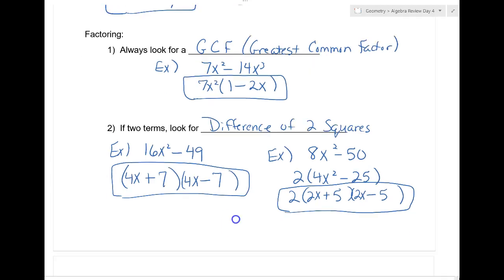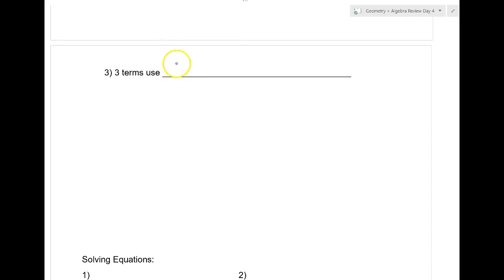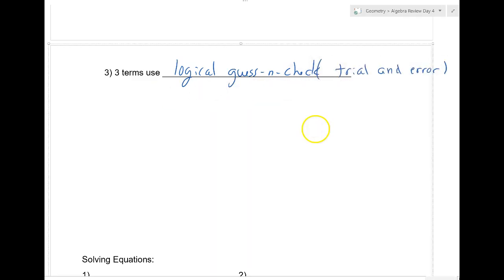All right, so we reviewed a lot of stuff. We're not quite there yet, but we're almost. So let's do a couple more factoring. What happens if we have three terms? When you have three terms, you're going to use what's called logical guess and check. I do believe Mrs. Prempus called it that in the Algebra 3 video. We're going to call it trial and error. It means the same thing. Her and I just have two different terms for that. So trial and error, or logical guess and check.